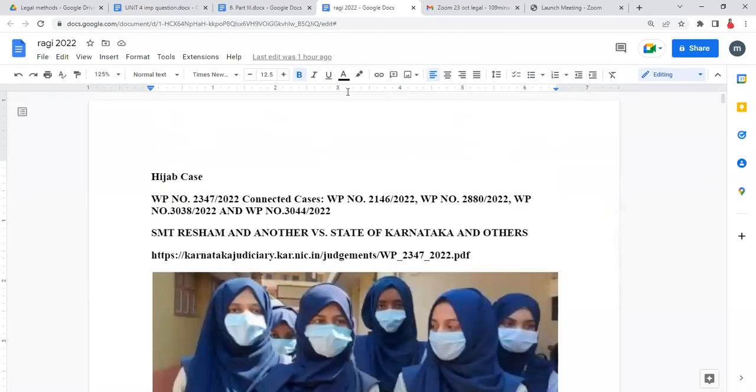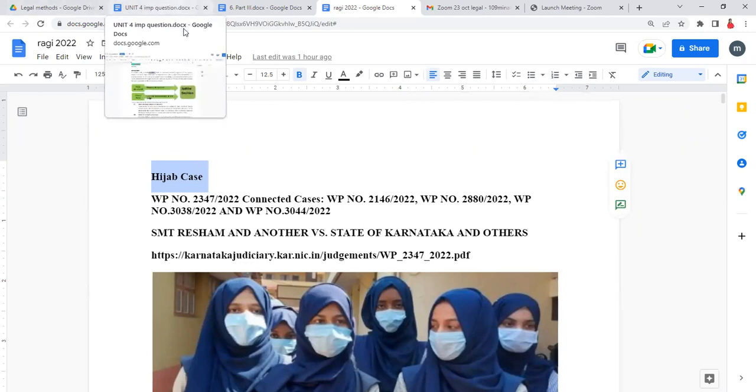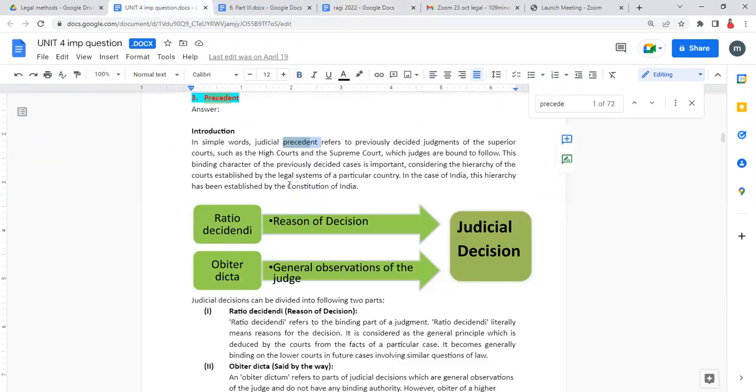So we'll discuss a few more cases today. When we are discussing a certain case, along with that particular case, there are also some other topics that become relevant for us. When we discuss these cases, landmark cases, latest judgments, one very important thing that comes up is the concept of precedent.